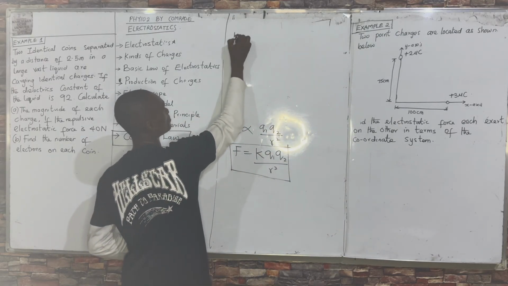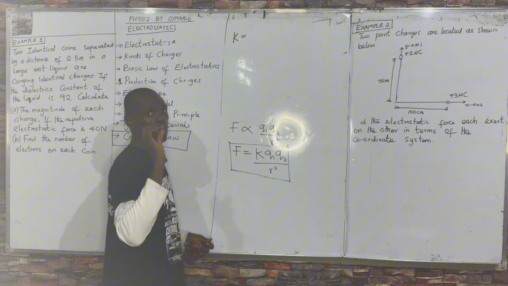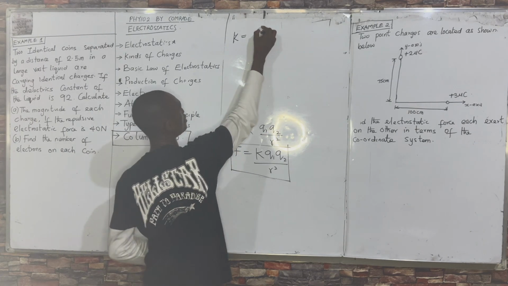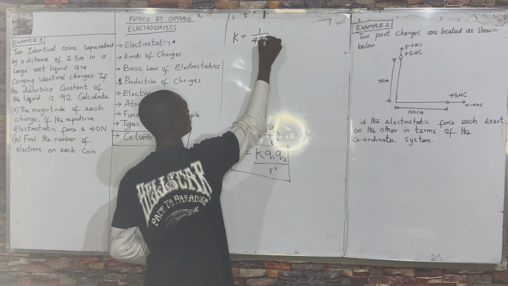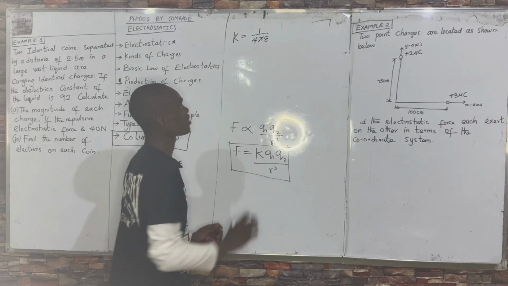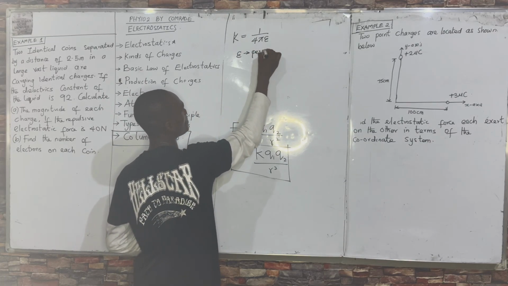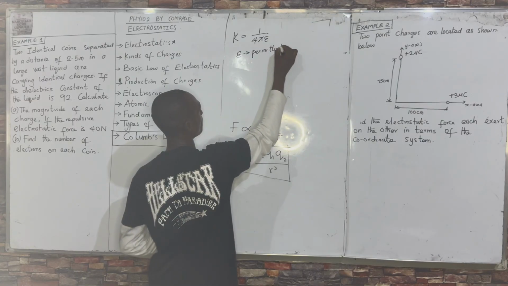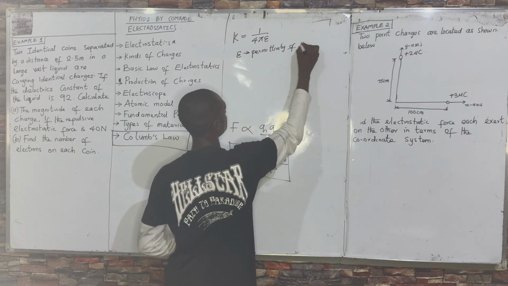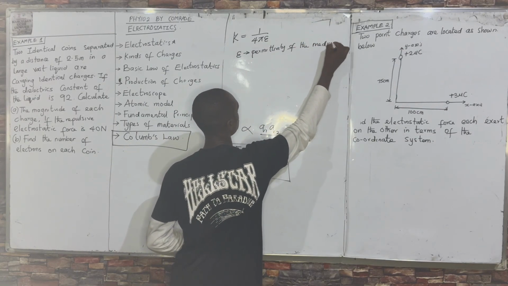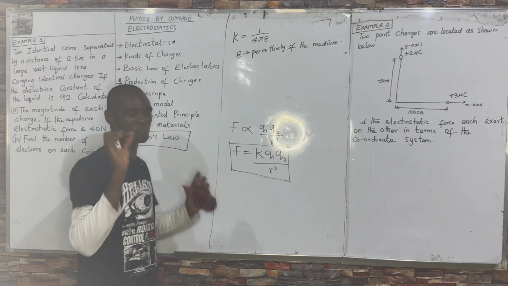This K, the exact formula for K is 1 over 4 pi E, where this E is known as the permittivity of the medium. So take note, E is known as the permittivity of the medium.